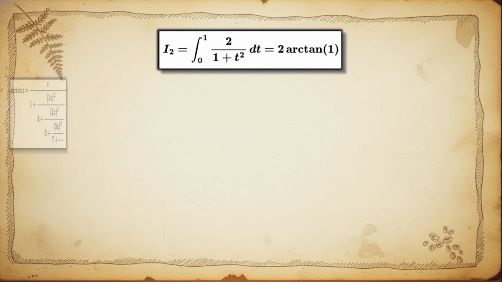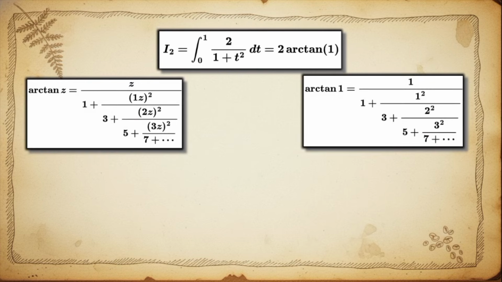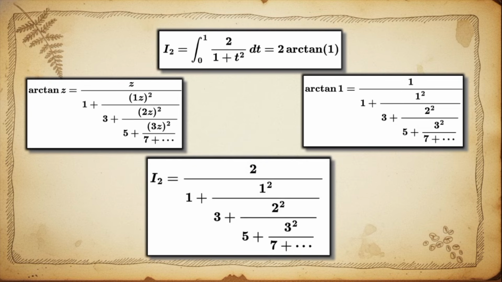And as luck would have it, the absolute genius Carl Friedrich Gauss came up with this stunningly beautiful continued fraction for exactly this, the arctangent of 1. I mean, just look at that structure. It's this incredible nested fraction with the squares of the integers just cascading down forever. So the logic is simple, right? If I2 is 2 times arctan of 1, then it must be equal to 2 times this magnificent continued fraction from Gauss. And just like that, we have it. That's the second and final piece of our puzzle.